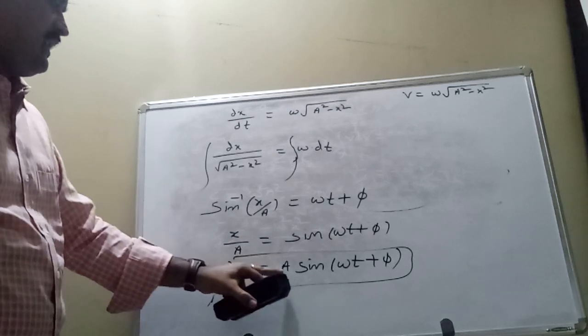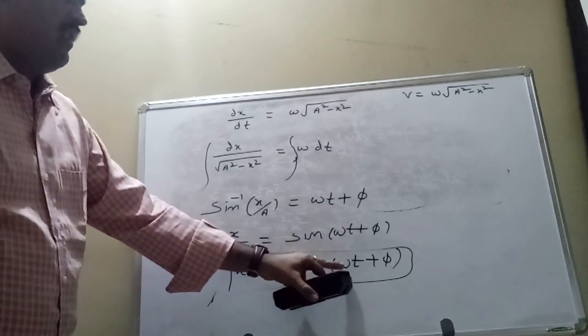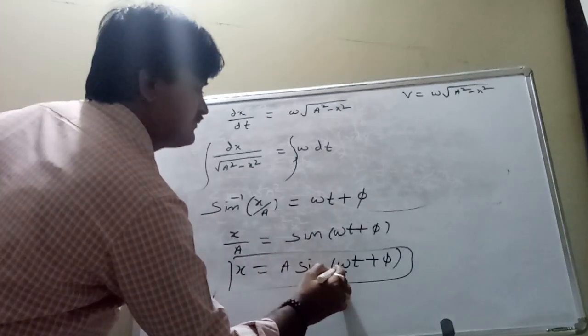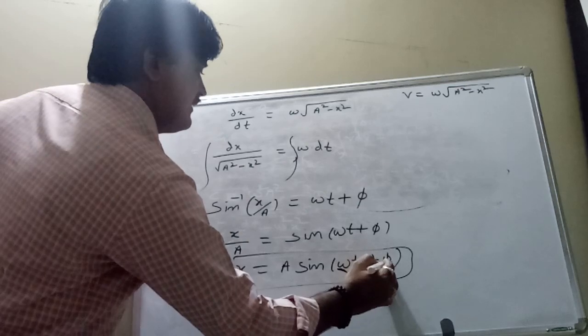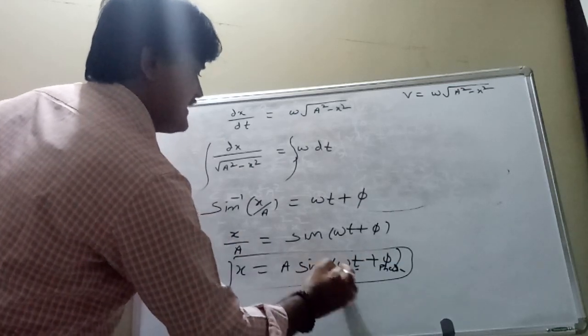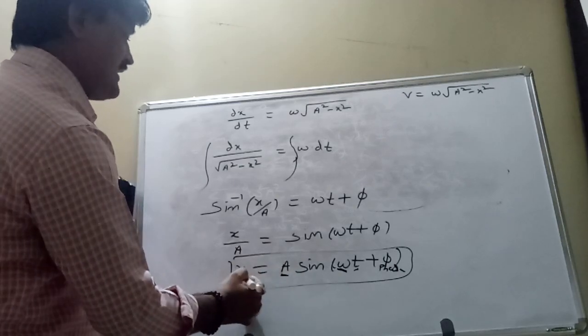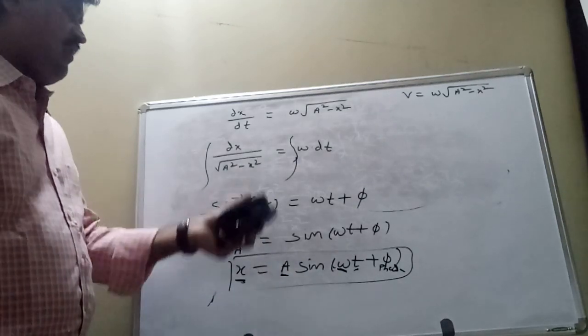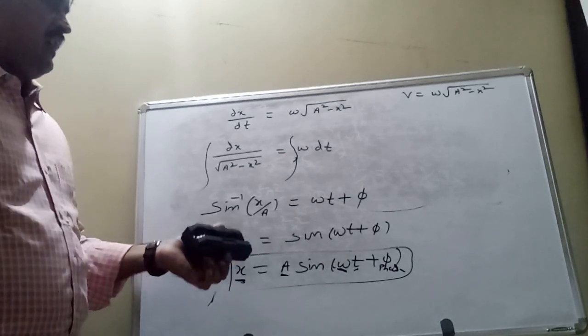Here x is the displacement, a is the amplitude, omega is the angular velocity, t is the time, and phi is the phase. Next video, we will cover velocity, acceleration and energy.